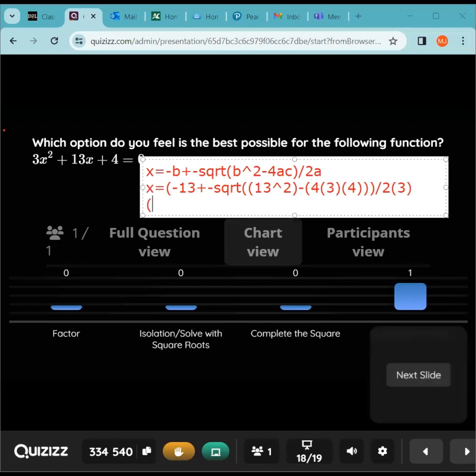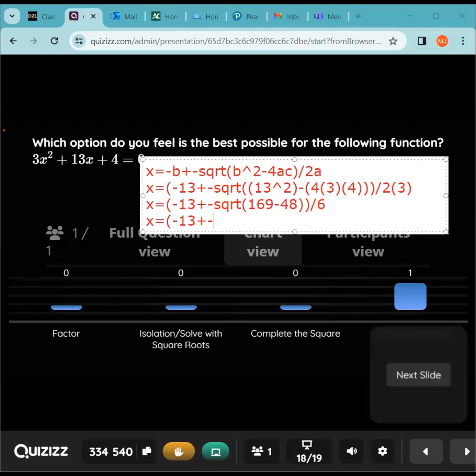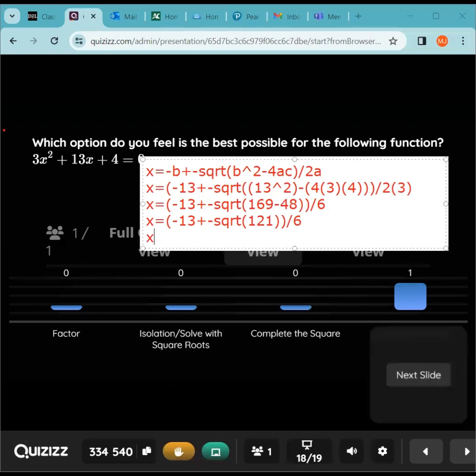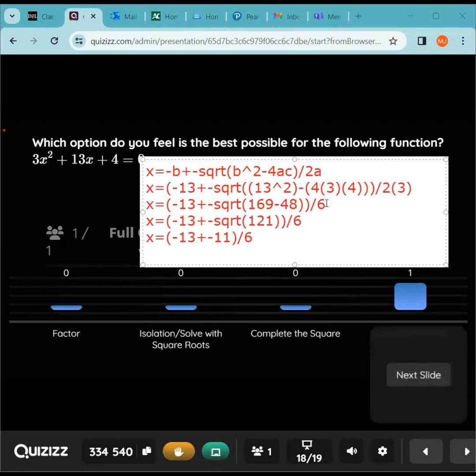So like I said, more brackets the better, just to make sure there's no issue here. So x equals negative 13 plus minus square root of 13 squared, which is 169, minus 48, divided by 6. And then x equals negative 13 plus minus square root of 121, I believe, divided by 6. Yeah, 121. So the square root of 121 is 11. So 11 divided by 6.